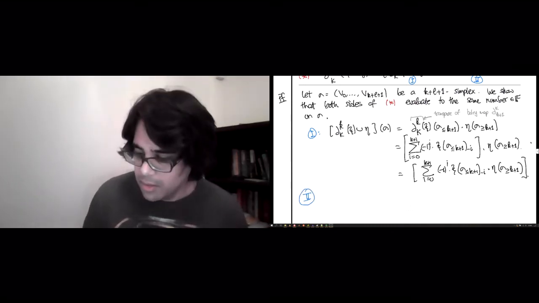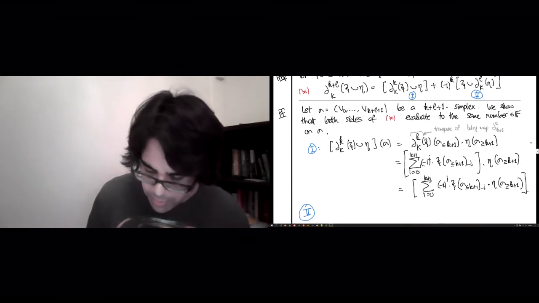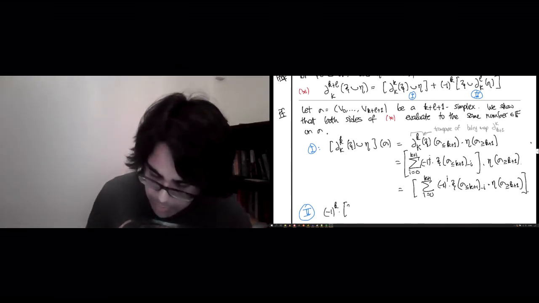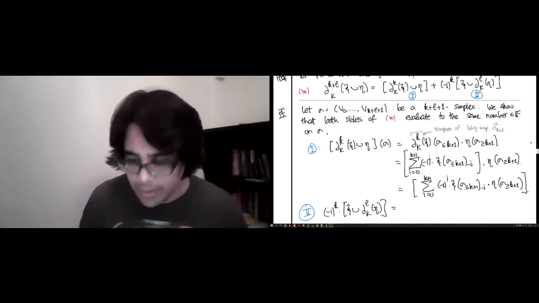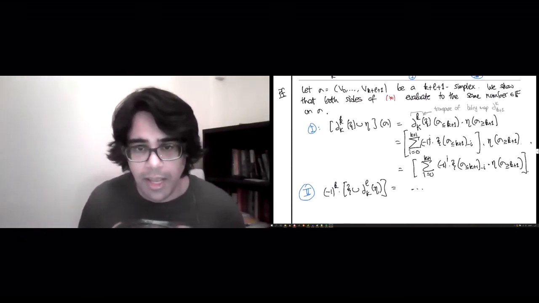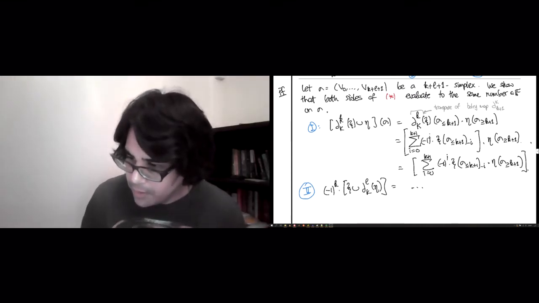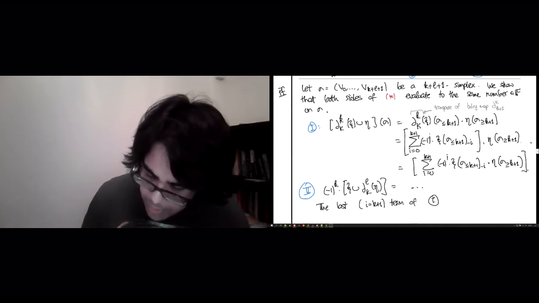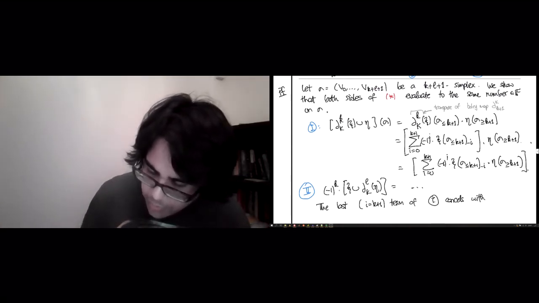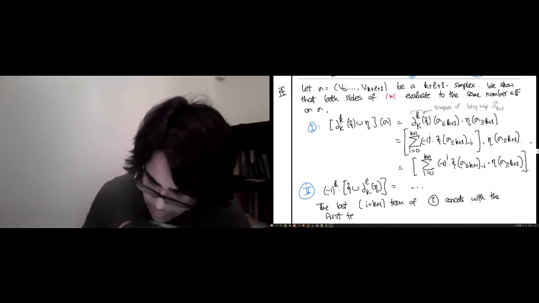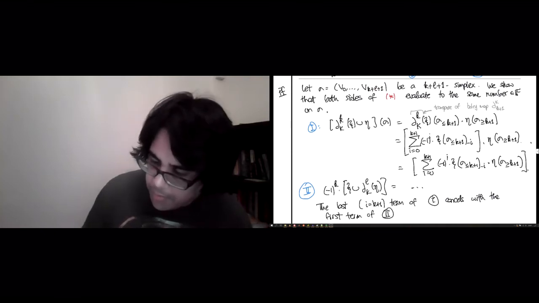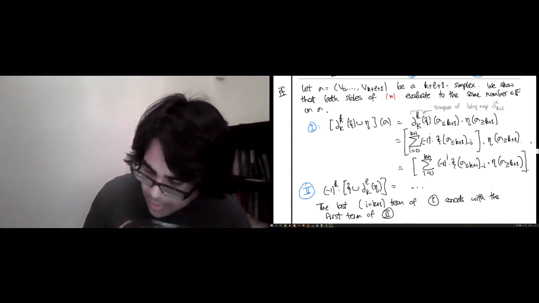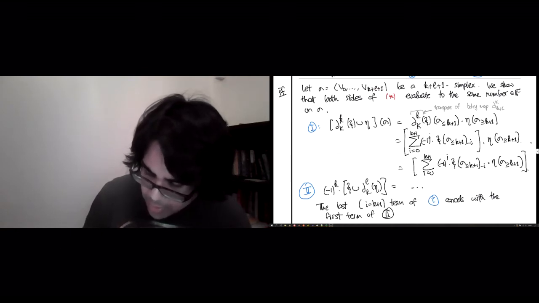Take the second expression, and of course it's already scrolled off the screen, but it was minus 1 to the k multiplied by xi cup the coboundary of eta. And, well, you get something for it. And it turns out that the last term, meaning i equals k plus 1, of 1 cancels with the first term of 2. And this cancellation happens precisely because of the minus 1 to the k sign.